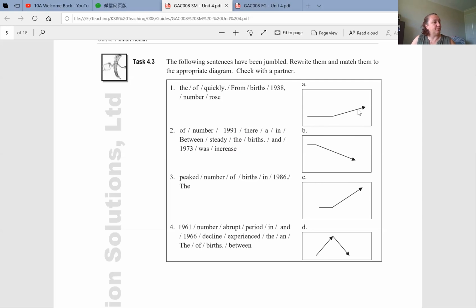Number 3, the number of birds peaked in 1986. Peaked in 1986, I would suggest that would be D. And finally, 4, the period between 1961 and 66 experienced an abrupt decline in the number of birds. So an abrupt decline would be B. As you can see, it's just going down there really quickly.